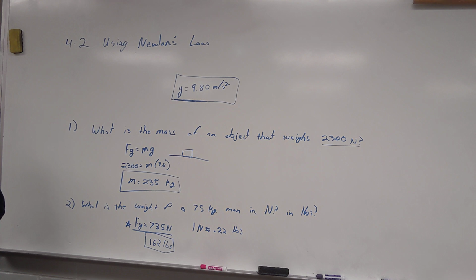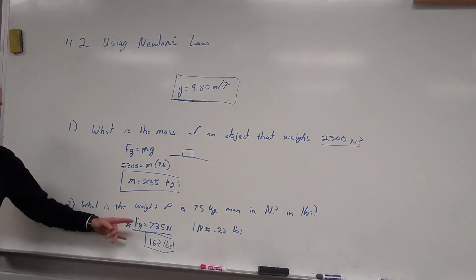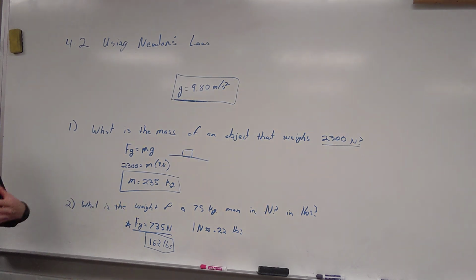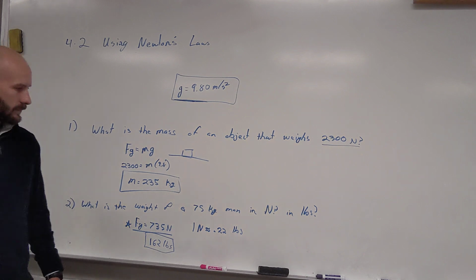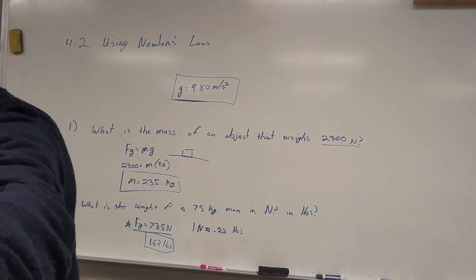So, to reverse that process, how would I go from a weight in pounds to a weight force in newtons? Just divide it by 0.22. Yeah, you could just take this divided by 0.22. You're always going to have more newtons than pounds. So just keep that in mind.